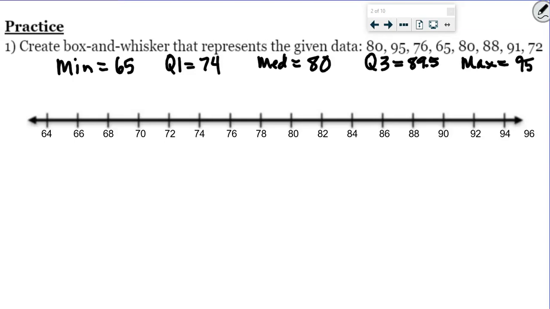So we're going to go ahead and put a dot at 65 right there, and I'm going to go ahead and label that 65 since it's not exactly where it needs to be.